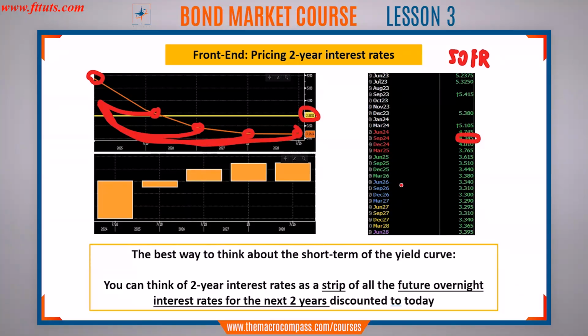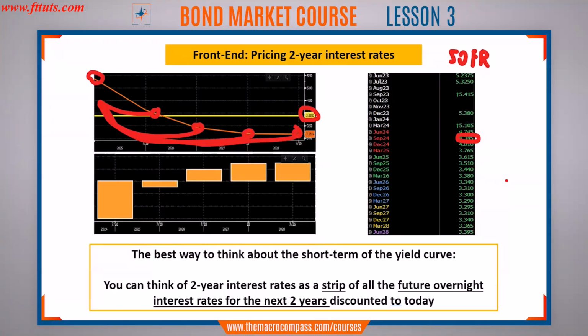You can follow the strip here and have an idea of market-implied rates at any point in the future simply by looking at SOFR futures. It's important that you can think of front-end bond yields, of a 2-year or a 5-year interest rate, as a strip of all future overnight interest rates for the next 2 years or the next 5 years, discounted back to today. And you can access the future market-implied rate by looking at the SOFR futures strip over time.